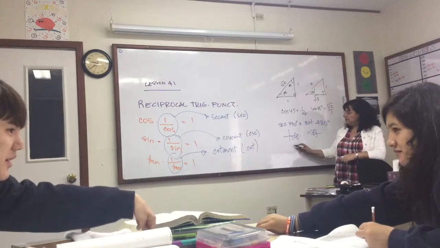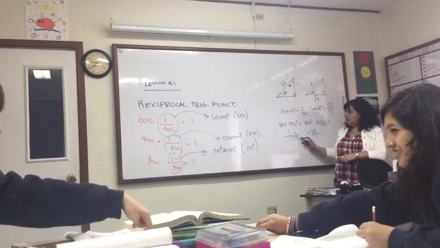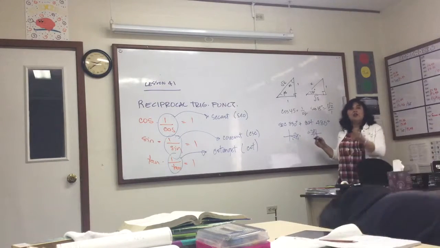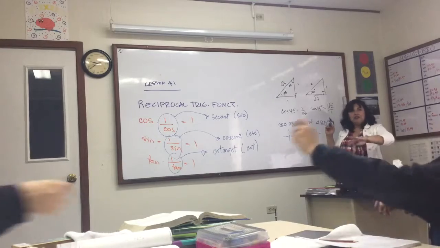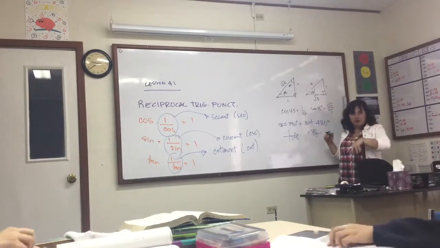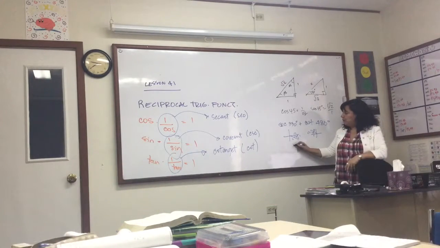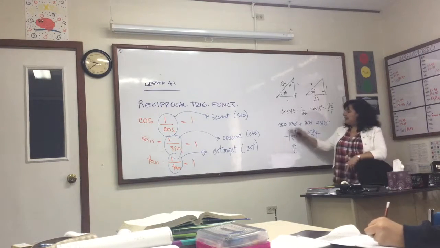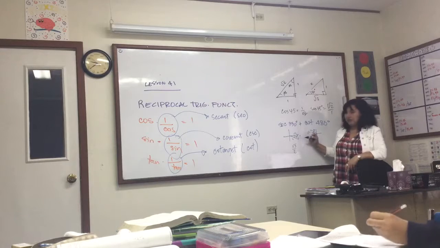This would be secant is 1 over cosine. Cosine is adjacent over hypotenuse. This is the inverse, so it's hypotenuse over adjacent, so it would be 2 over square root of 3. And is it positive or negative? It's positive, right?